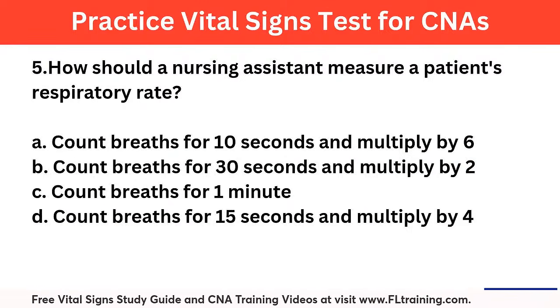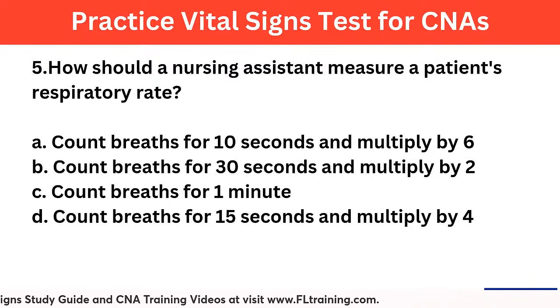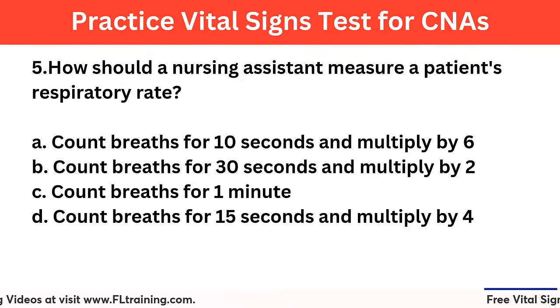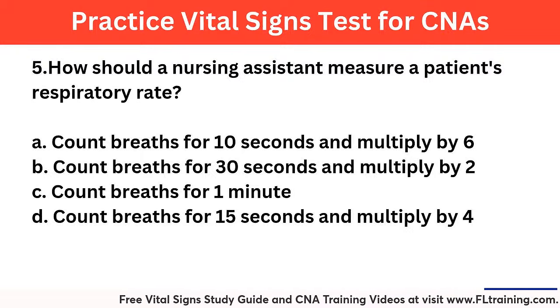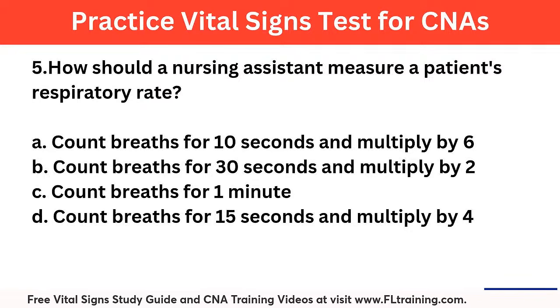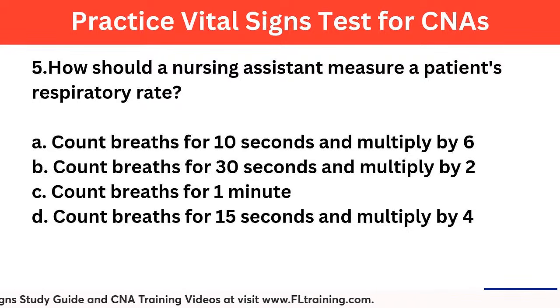Number 5, how should a nursing assistant measure a patient's respiratory rate? Is it count the breaths for 10 seconds and multiply by 6, count the breaths for 30 seconds and multiply by 2, count the breaths for 1 full minute, or count the breaths for 15 seconds and multiply by 4?